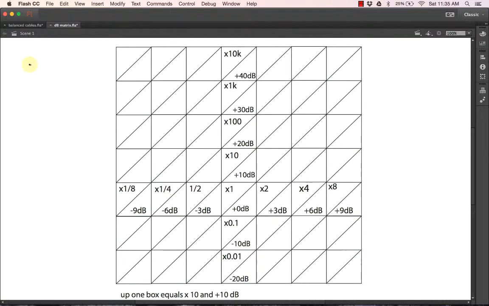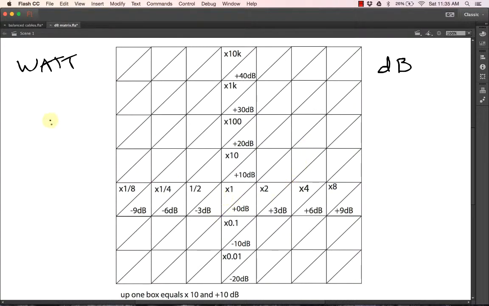Okay, so we've got watts and we've got decibels. Watts is the amount of energy going into the amplifier, and decibels is the amount of sound that's coming out of it. So we have a matrix here that helps to calculate all these things.